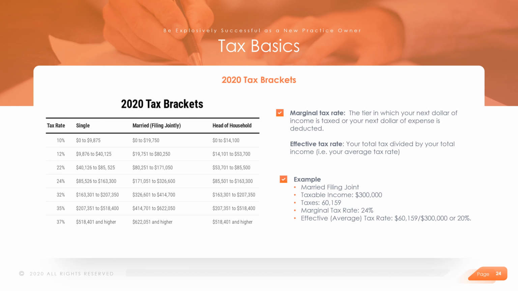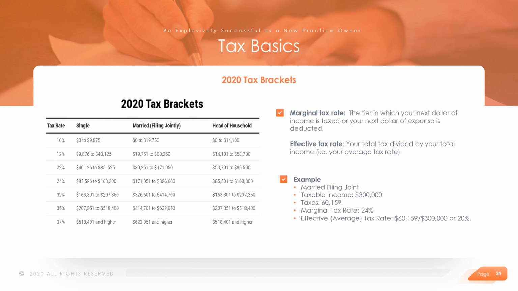And your taxes on that are $60,159. That's how much you have to pay to the IRS because of your $300,000. Well, let me ask you, what's your marginal tax rate? Well, you can see it right there on the screen. Your marginal tax rate at $300,000 married filing joint is 24%. Look on the middle column, find where $300,000 lands, look to the left, and you'll see that your marginal tax rate is 24%. Now, what's your effective tax rate?